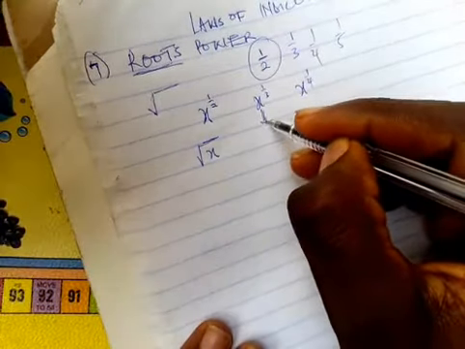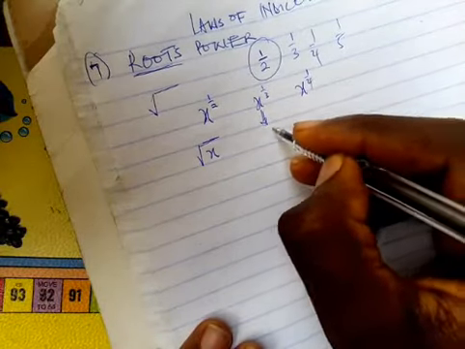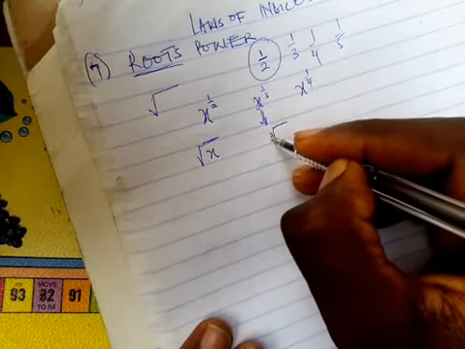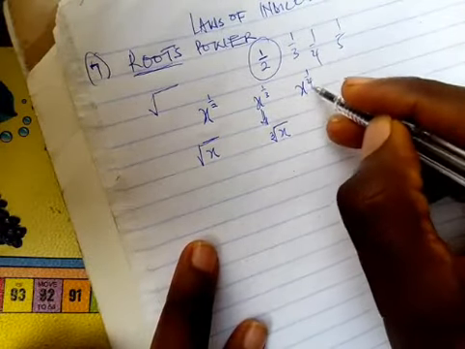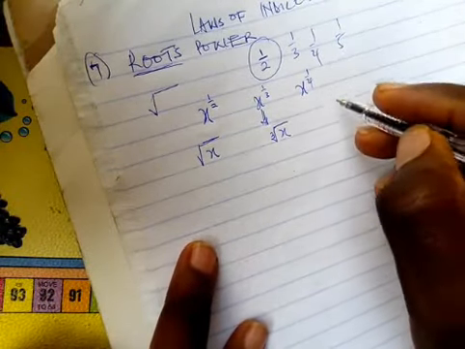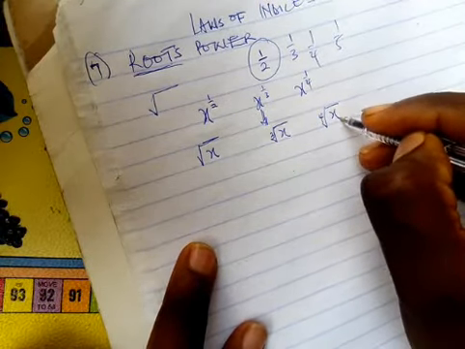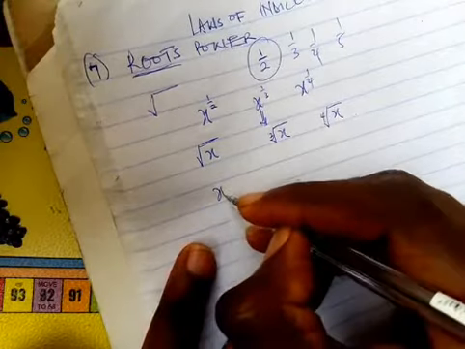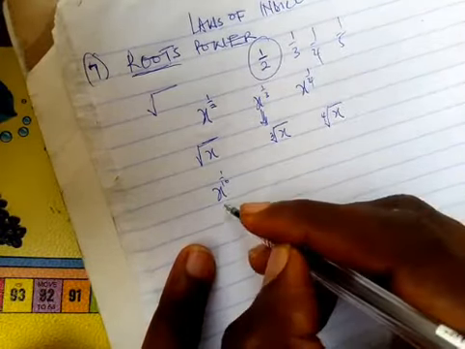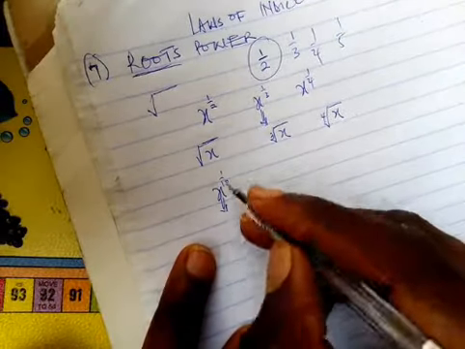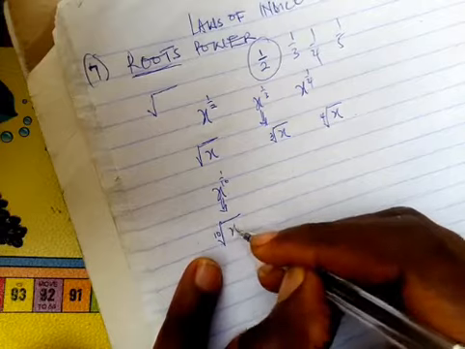Then how do you express x raised to power 1 over 3? You express it as the cube root of x. The cube root, you have your 3 here and your x. This is called the cube root. And x raised to power 1 over 4 is the fourth root of x. If, for instance, you have x raised to power 1 over 10, you then have the 10th root. This is the 10th root of x. Express it this way: the 10th root of x.